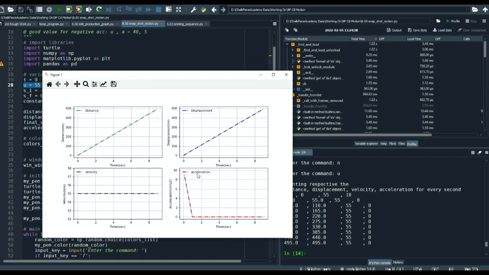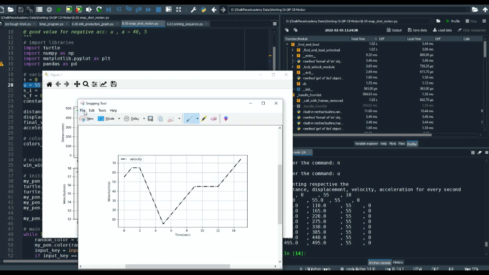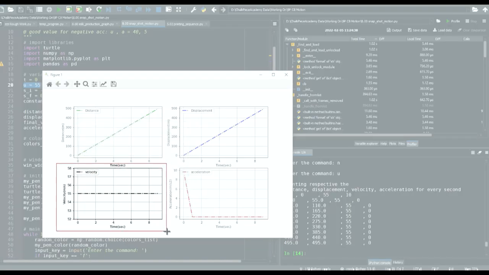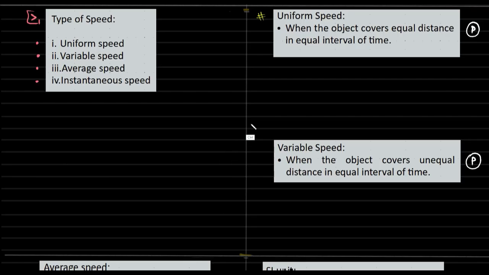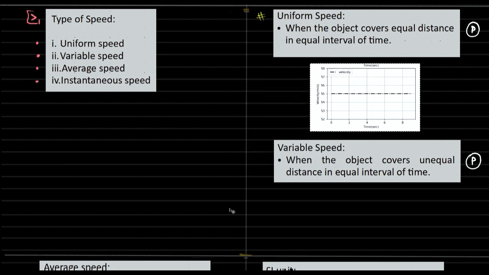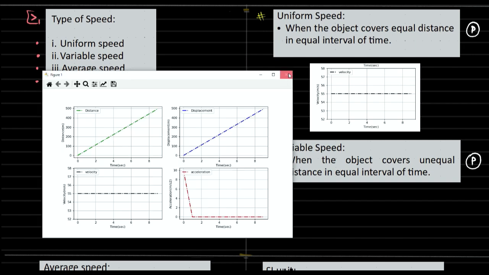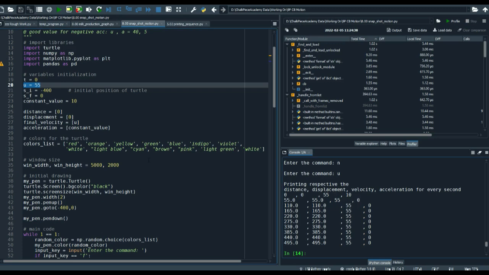And you can understand what a variable speed means. It's quite simple, right? This is an example of uniform speed. Now, let's look into variable speed. So you can understand what a variable speed might be. It's quite simple.